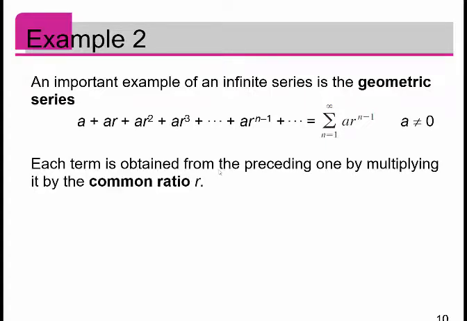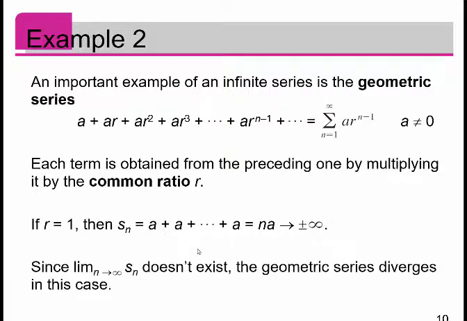All right, each term is obtained from the preceding one by multiplying it by its common ratio r. So if r is equal to 1, then s sub n is just a plus a plus a and so on, which is equal to n times a, which as we take the limit just goes to positive or negative infinity, depending on what a is. Since the limit as n goes to infinity of s sub n doesn't exist, we can say then that the geometric series diverges in this case. If r is equal to 1, this geometric series diverges.